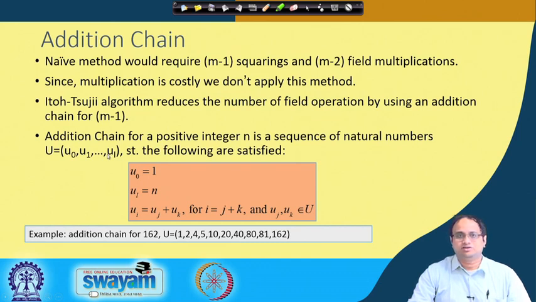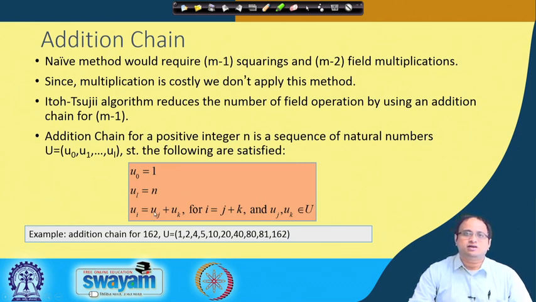But there is a restriction. The restriction is that any element in this addition chain should be obtained by the sum of two previous numbers. That means, for example, if there is ui, then ui should be expressible as a sum of uj plus uk, such that uj and uk both belong to this addition chain. So, I should be able to express ui as the sum of uj plus uk.